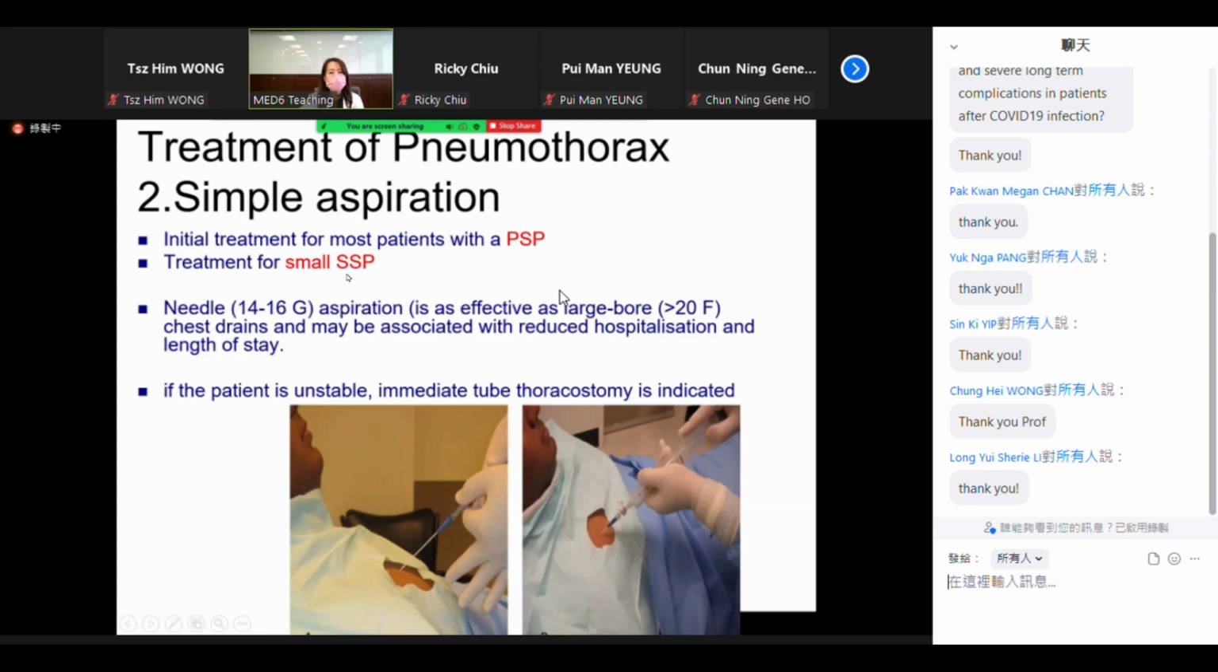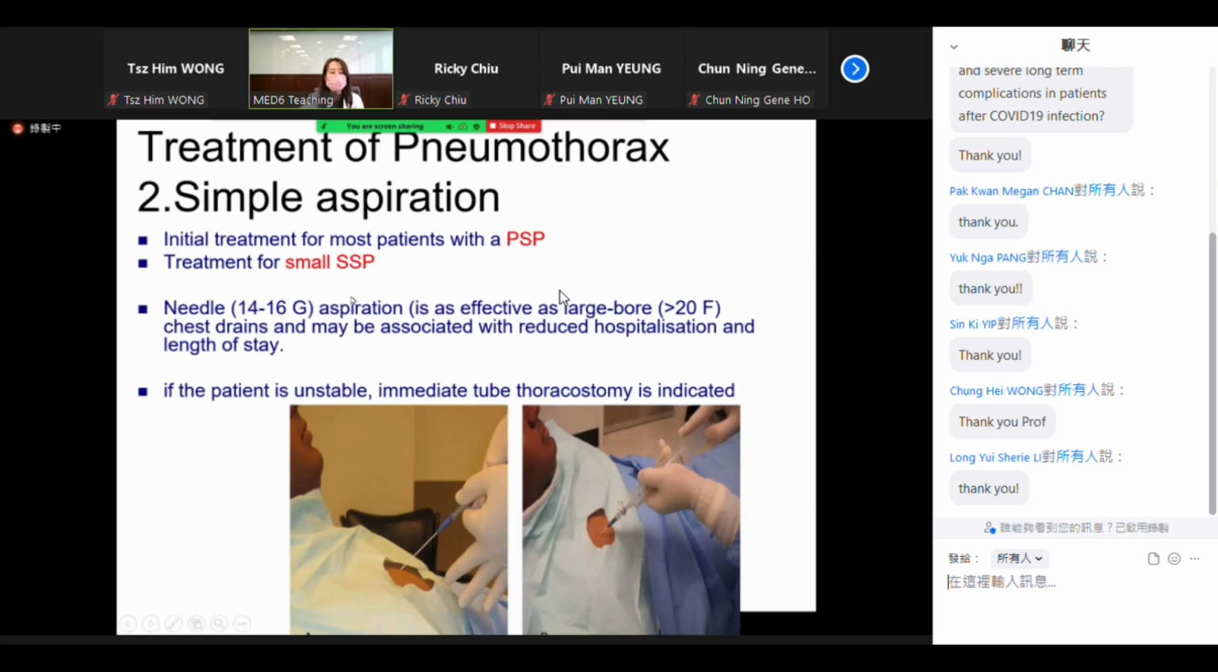For the secondary pneumothorax, if the pneumothorax is very small and the patient is relatively asymptomatic, then we may choose simple aspiration. But usually it will fail because the lung is quite bad. The underlying lung is diseased. So usually simple aspiration in secondary pneumothorax fails. But for primary pneumothorax, it will be the treatment of choice.